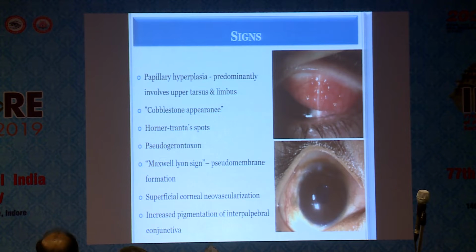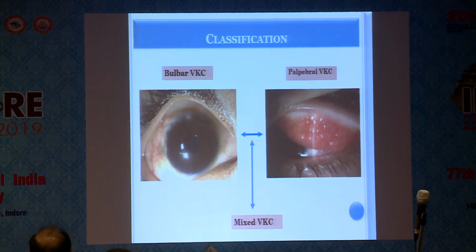Then you have the Horner Trantas spots, pseudogerontoxon, which are the lipid lines, Maxwell-Lyons sign, in which there's pseudomembrane formation. Then there is superficial corneal neovascularization, because of the limbal stem cell deficiency that can be seen in these cases, and because of the inflammation as well, and increased pigmentation of the interpalpebral conjunctiva, which is again a complaint of many of the parents. They say that the white part of the eye has some grayishness, some pigment is there. Why is it happening? It is very often seen in VKC patients.